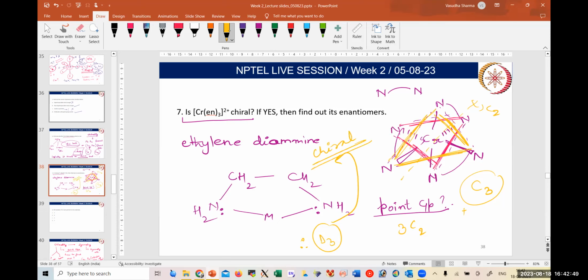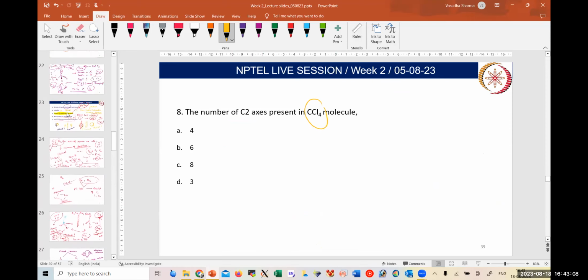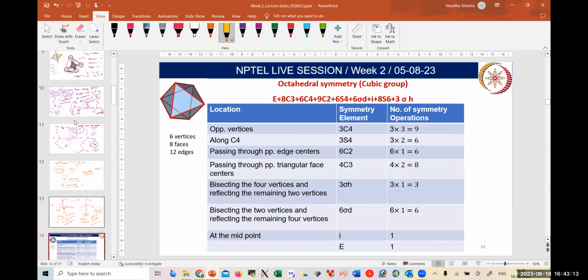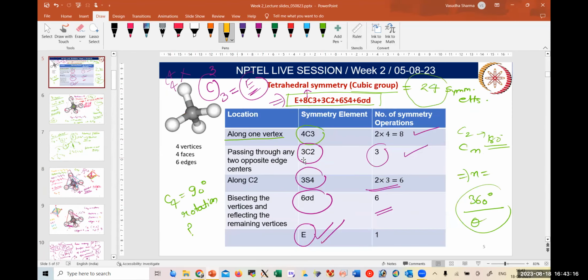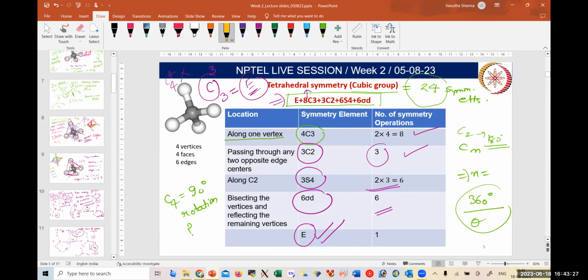When we have a chiral molecule, it would have lambda and delta isomers. So this is from the last live session. And the last question was how many C2 axes are present in CCl4? If you remember clearly, we discussed the tetrahedral symmetry in detail, and we know that there are three C2s.